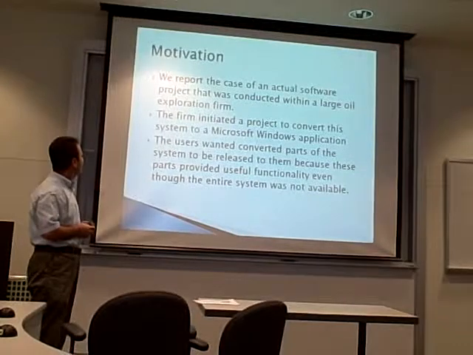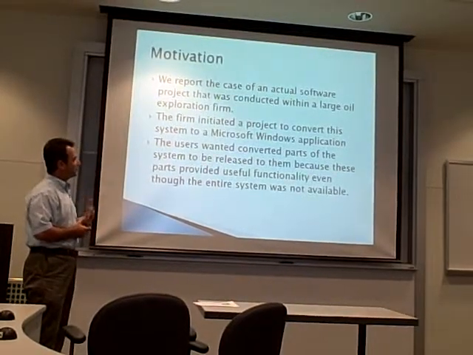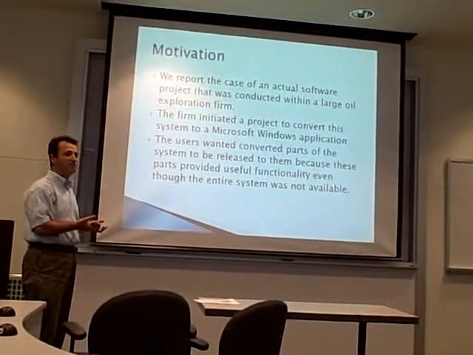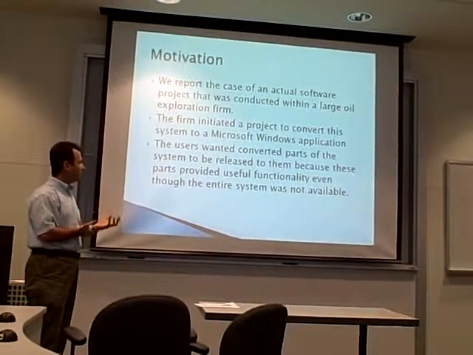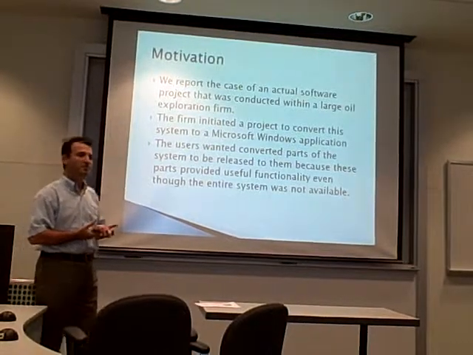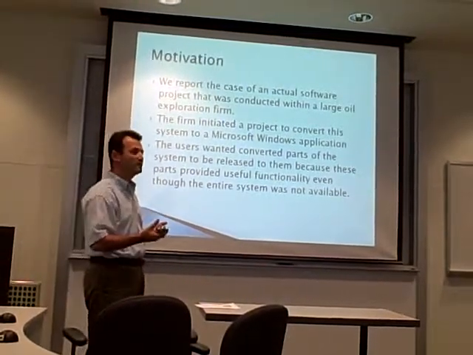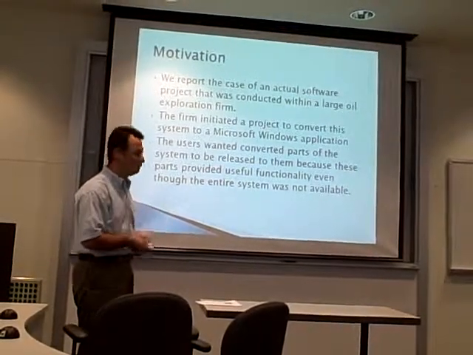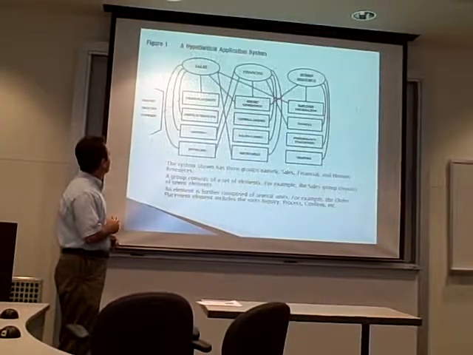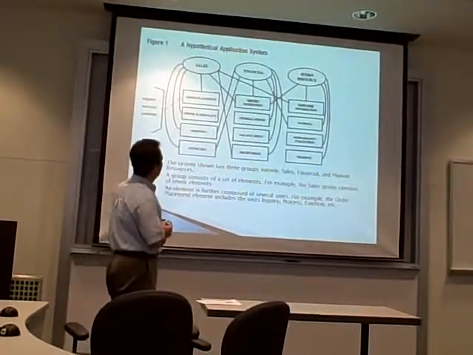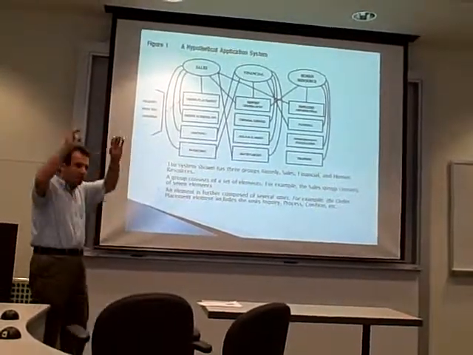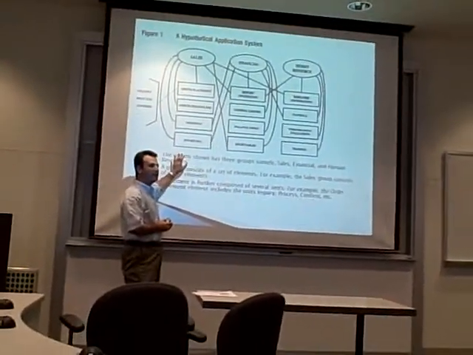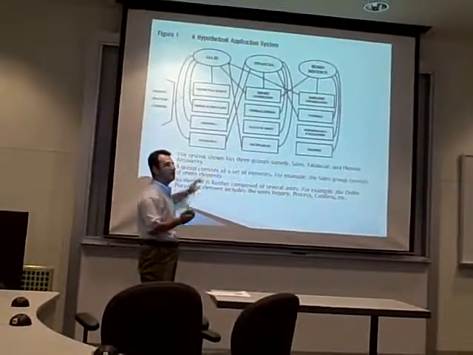So this happens. So then the users wanted converted parts of the system to be released to them because these parts provided useful functionality, even though the entire system was not available. So they just asked the developers to provide them the parts which are finished earlier so they can begin using it and get used to it. So this is, again, another example on how a project looks like and what I mean. One part of the project being created earlier and released might provide some functionality.